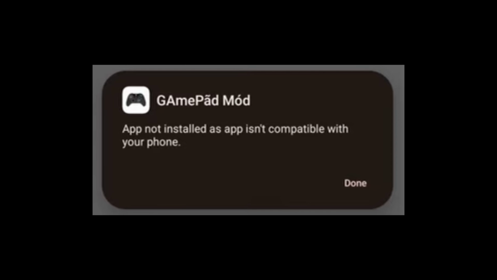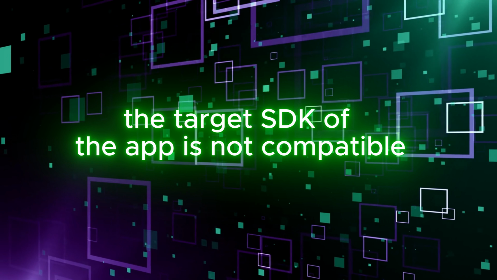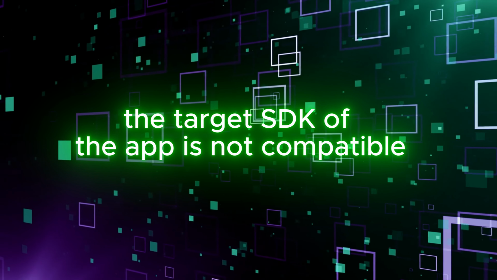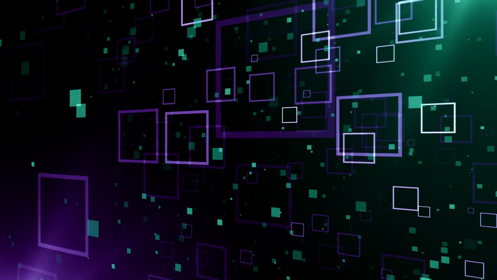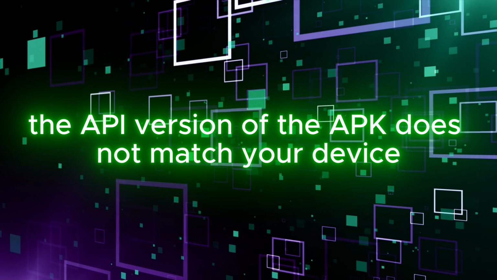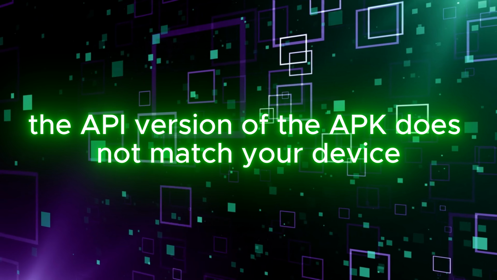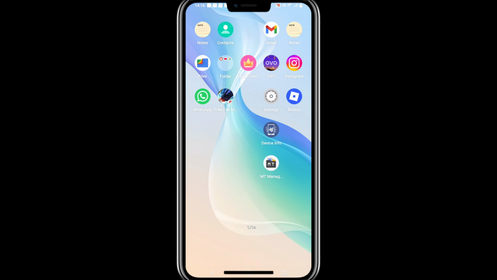this happens. First, the target SDK of the app is not compatible with the target SDK on your Android device. Second, it could also be because the API version of the APK does not match your device. In this tutorial, I'll show you how to fix incompatible APKs on Android, specifically for cases where the API version is different. So before we start, you need to install two apps.